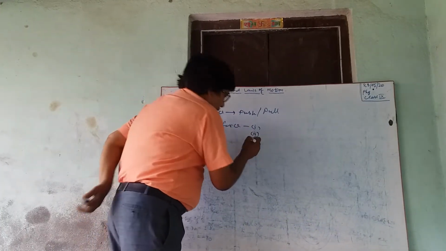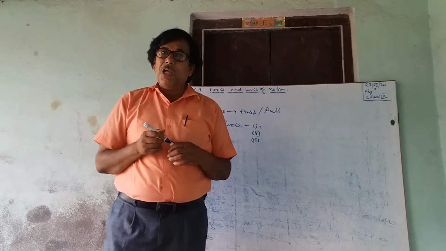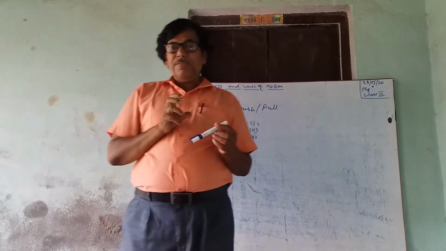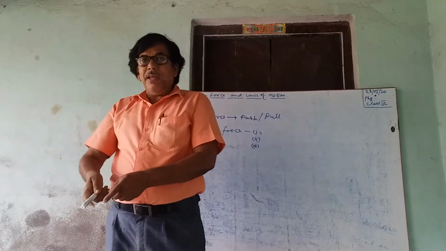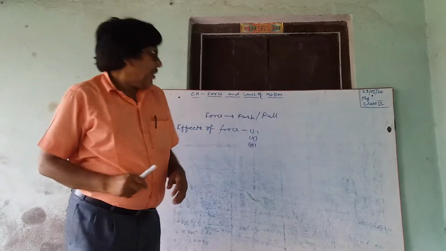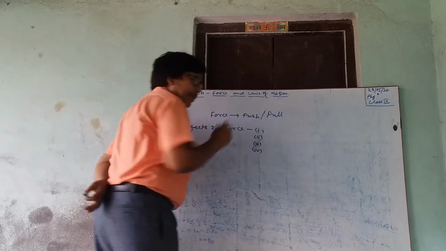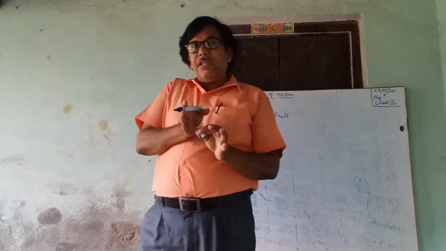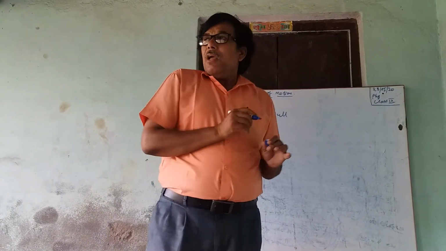Third, a force can change the direction of motion. We generally see that when a bowler throws a ball at the wicket, the batsman hits the ball, changes its direction and sends it outside the boundary. Next, a force can increase the motion of a body. A force can increase or decrease both. It can increase or decrease the speed of a moving body.